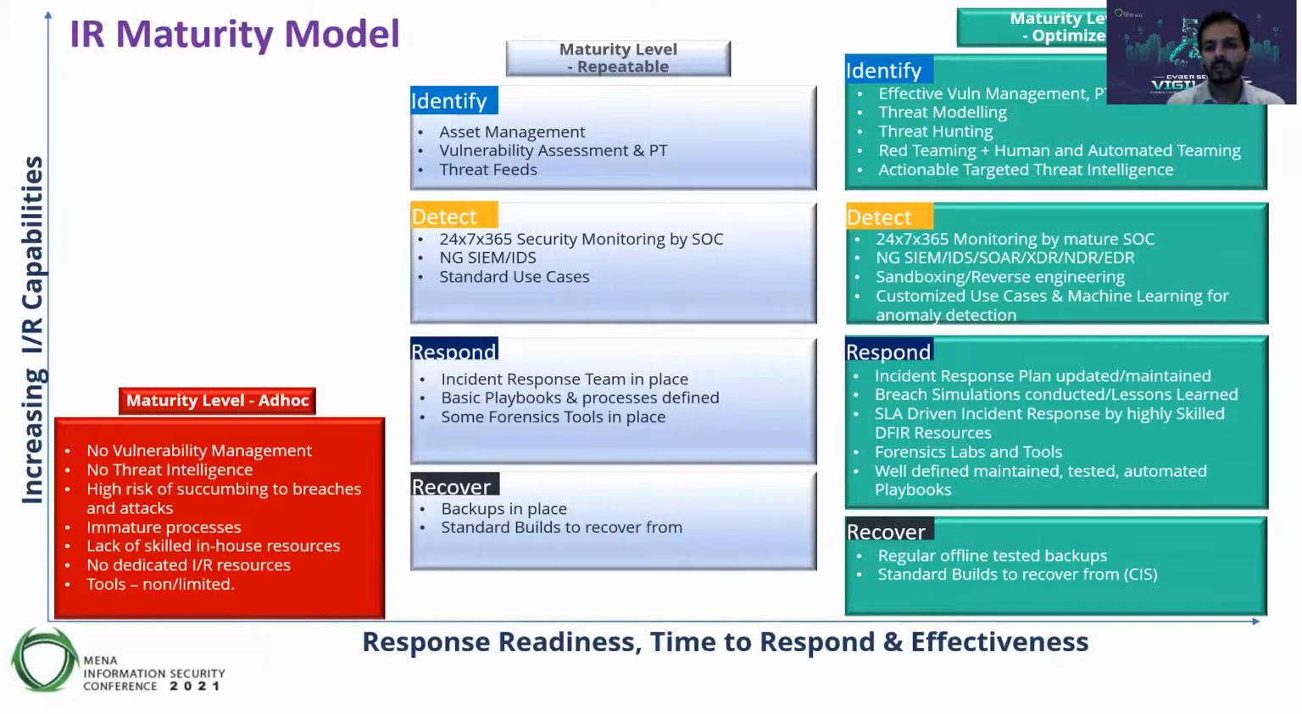So preparing for a breach, look, in the interest of time, I won't go through all the different levels. This is something I've defined, so don't take it for gospel. But basically, if you look at a mature level, from an identification perspective, you would have threat modeling, you would do continuous monitoring, you do threat hunting, red teaming plus human and automated teaming, and then you wouldn't just have IOCs, you'd also have actionable targeted threat intelligence, and obviously asset management. Unfortunately, people still don't know what assets they have within their organizations, and they're not managing them effectively. So both the known assets and the unknown assets, both software and hardware.